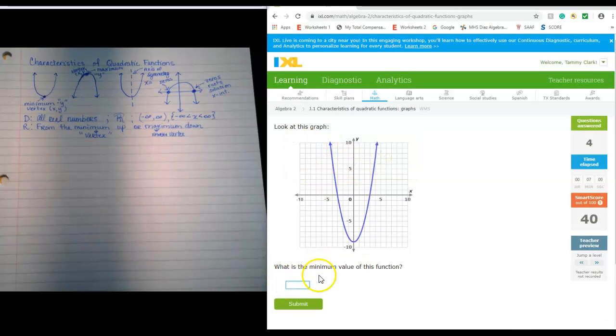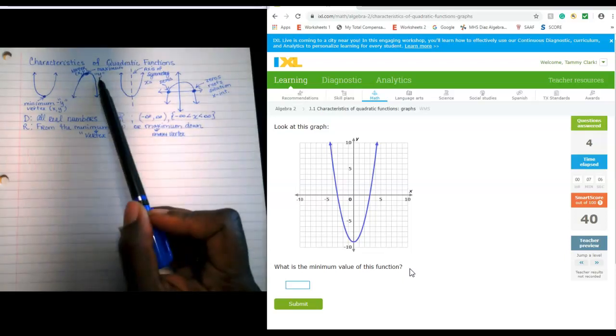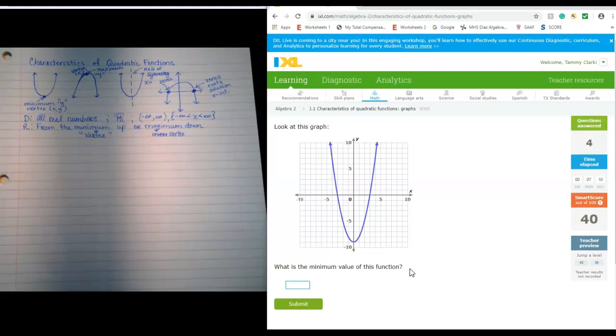Look at this graph. What is the minimum value of this function? So remember, when we're naming the minimum, we only need to name the y portion of the ordered pair. So this ordered pair would be 0, -9. But the minimum is where we have like this invisible line that goes right through the bottom of it. So it'd be at -9. That is the minimum of this function.